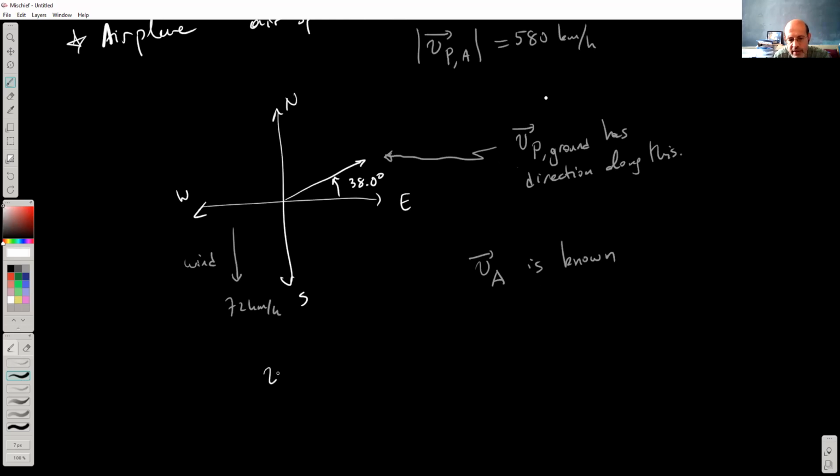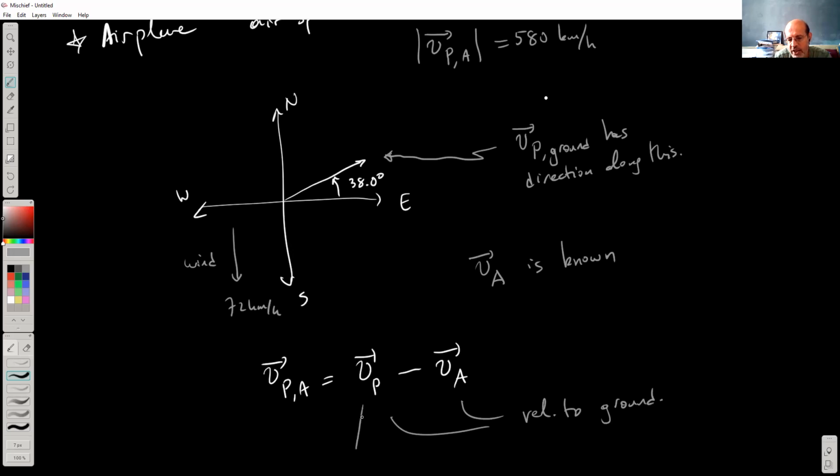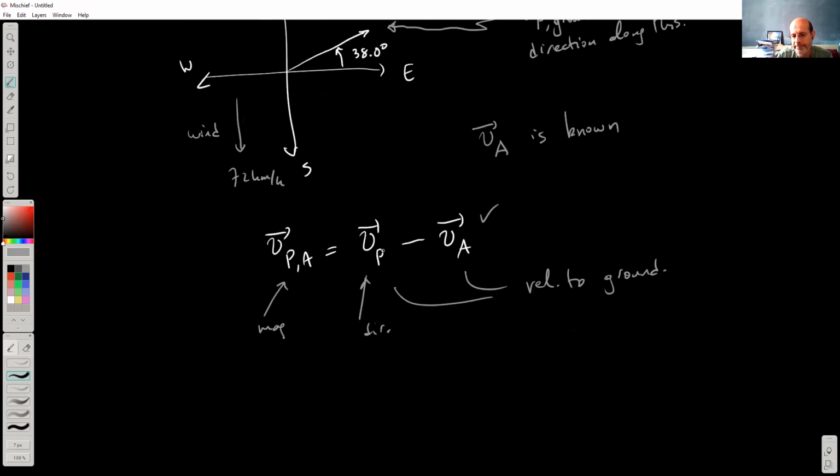So this is our equation. The velocity of the plane relative to air is equal to the velocity of the plane relative to the ground, minus the velocity of the air. I'm just going to show them by single letters. I know the direction of this vector, and I know the magnitude of this. Somehow I would like to draw a vector diagram so that I can decide what the directions might be.